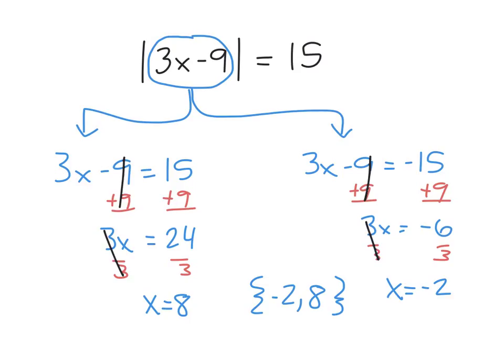Okay, strategy is the same. Take the expression between the bars, check and see what happens if you set it equal to 15, but also don't forget to set it equal to negative 15, because that is a possibility, right? The absolute value of negative 15 is also 15.